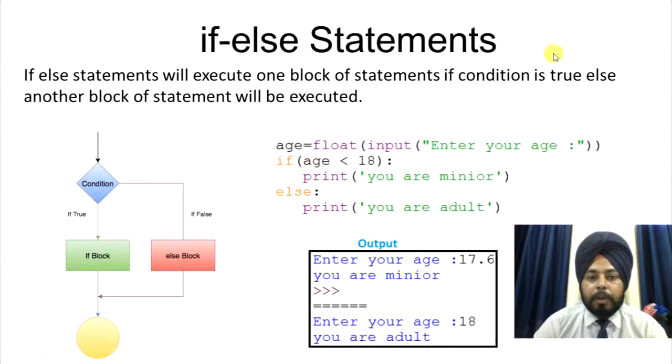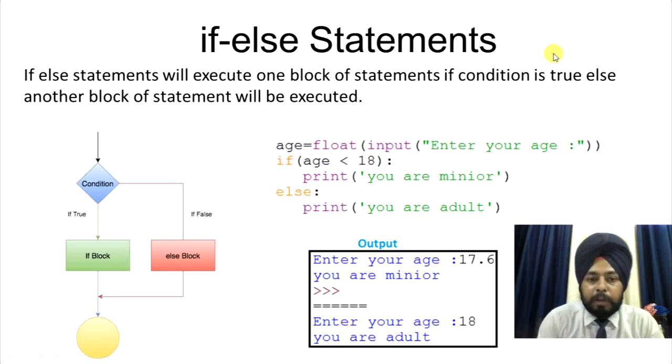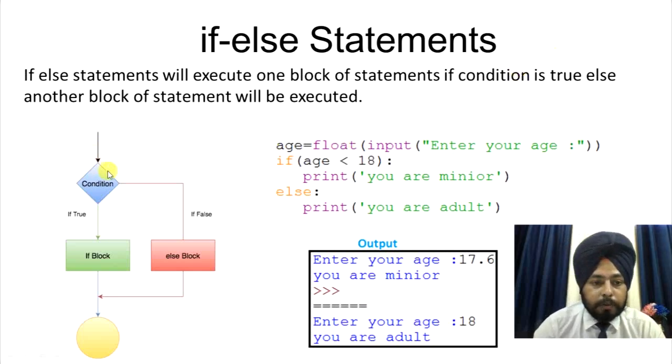Our next topic is the if else statement. In the previous practical we have seen only the if statement. Here is the if and else statement both. The if else statement will execute one block of statements if the condition is true, else another block of statements will be executed. The example is given here and graphics also. The condition is passed through the if statement, then it will pass to this if block. If the condition is not okay, then it will pass through the else block, right?